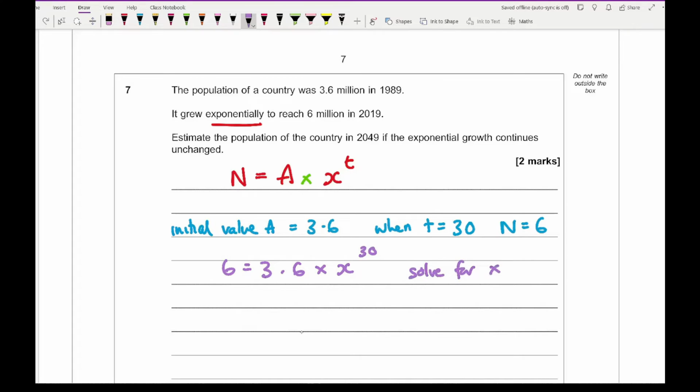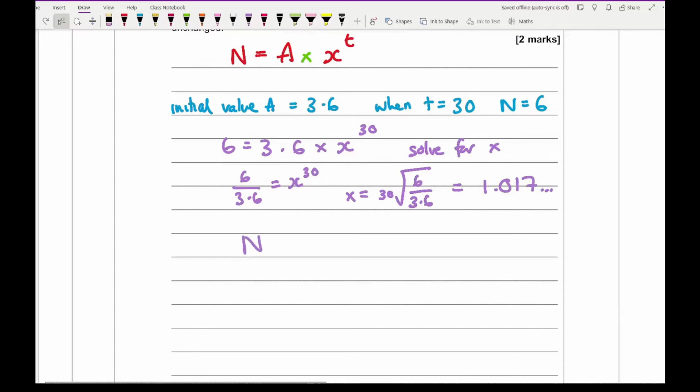So 6 divided by 3.6 equals x to the power of 30. Then x equals the 30th root, which may seem crazy because you've probably never gone that far before, and gives us an x value of 1.017. So that's my x value. Then the formula is n equals 3.6 times 1.017, to 3 decimal places, to the power of t.